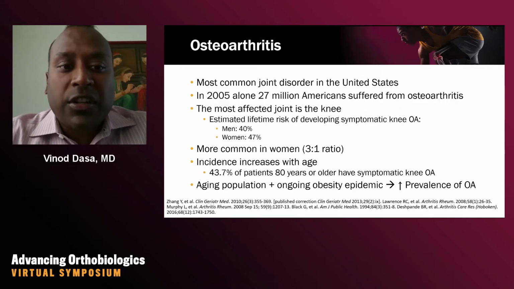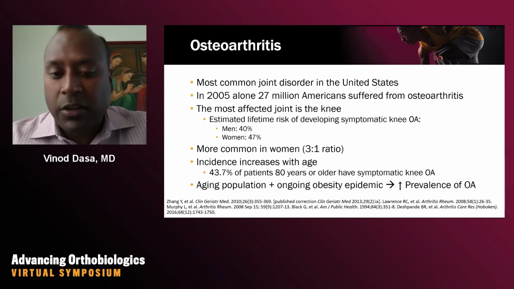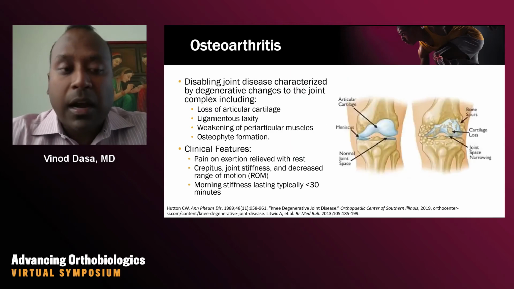So osteoarthritis in general is the most common joint disorder in the US. In 2005, 27 million Americans suffered from OA. You can see the gender demographics here. It's more common in women. And obviously, as you get older, we would expect OA to worsen and become more commonplace.